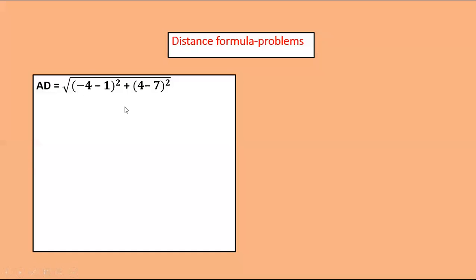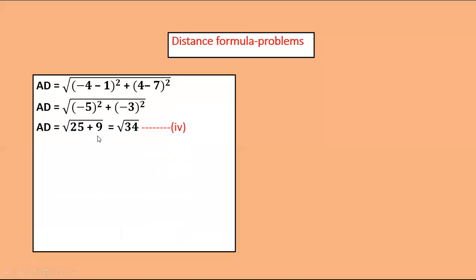AD is equal to square root of (minus 4 minus 1) square plus (4 minus 7) square. Minus 4 minus 1 is minus 5, square, plus 4 minus 7 is minus 3, square, in the square root. AD is equal to square root of 25 plus 9, which is square root 34, equation number 4. In this way, we find the lengths of sides AB, BC, CD and AD. Similarly, to find the diagonals of the square.